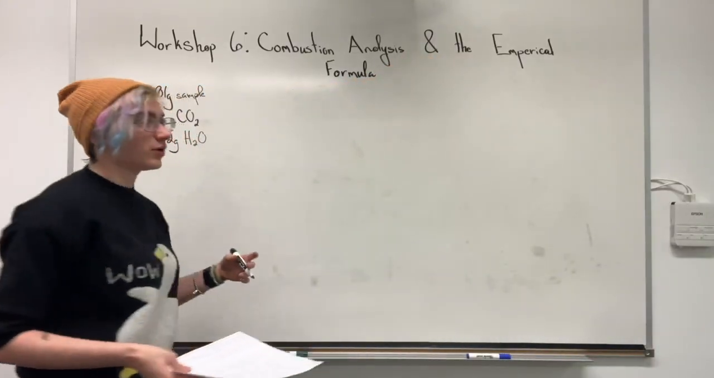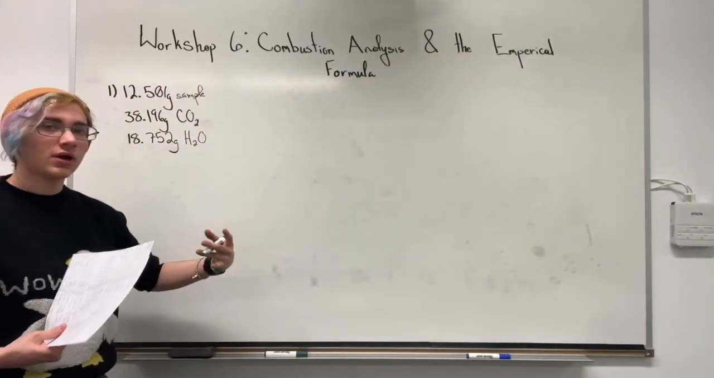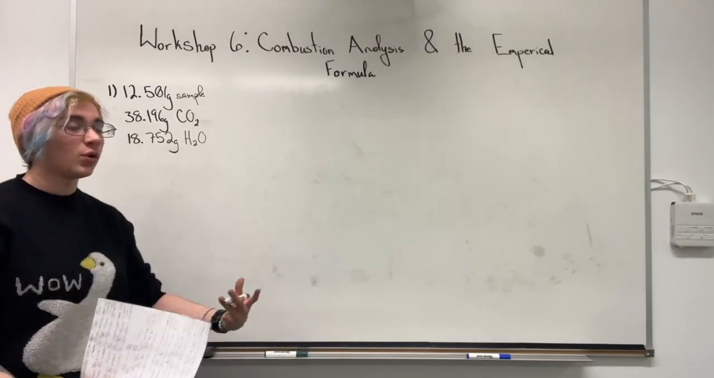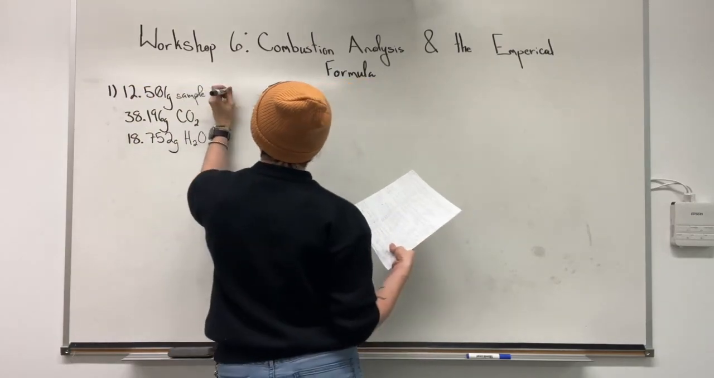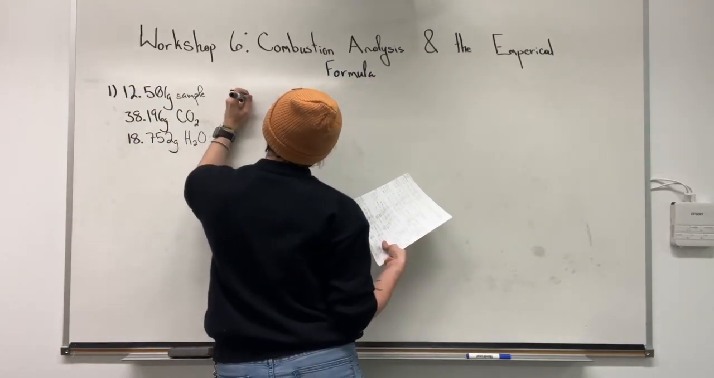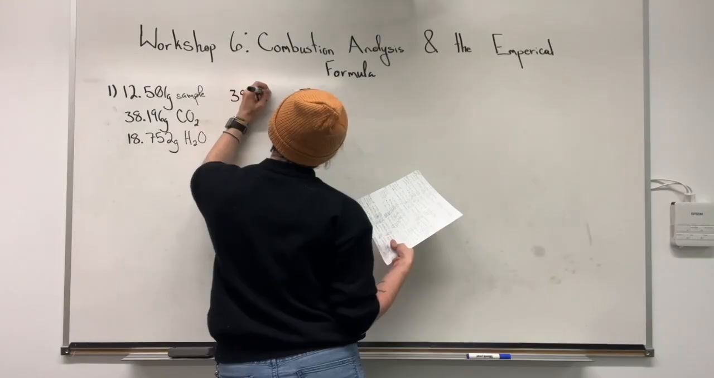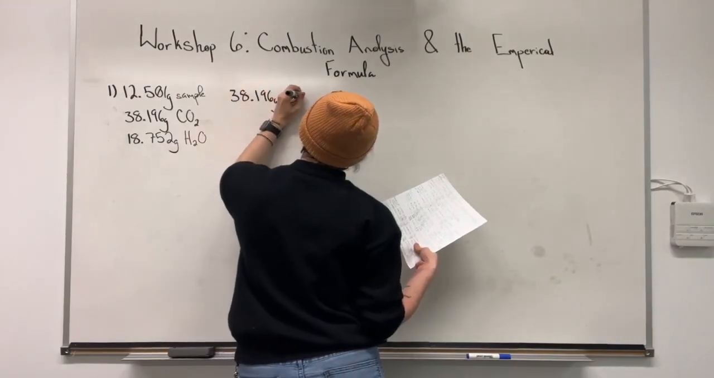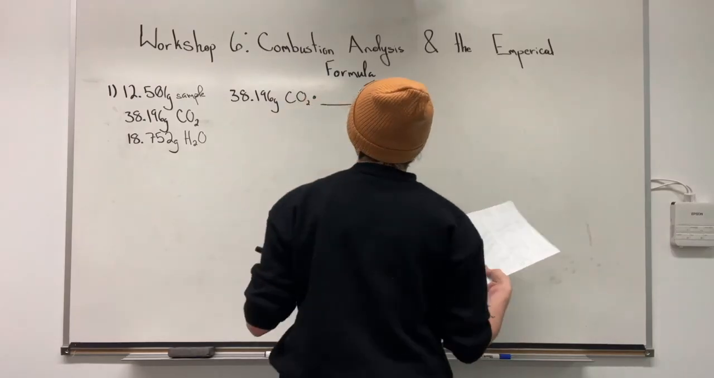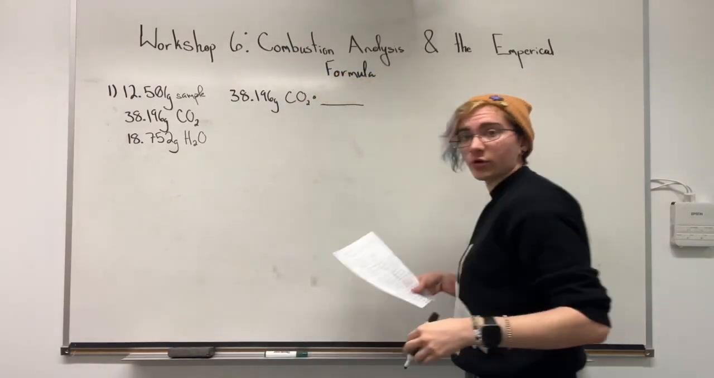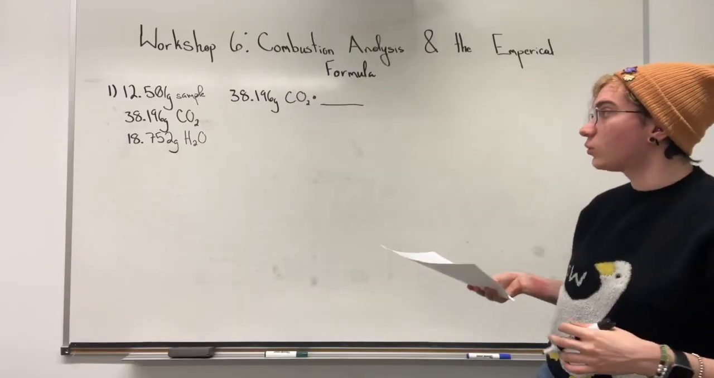And so our pathway is converting grams to moles, and then moles of one product into moles of the atom that we are focused on. So let's start with our carbon dioxide. We have 38.196 grams of carbon dioxide. If we want an empirical formula, we need to convert this into moles. Grams is in our numerator, so we want grams in our denominator when converting.